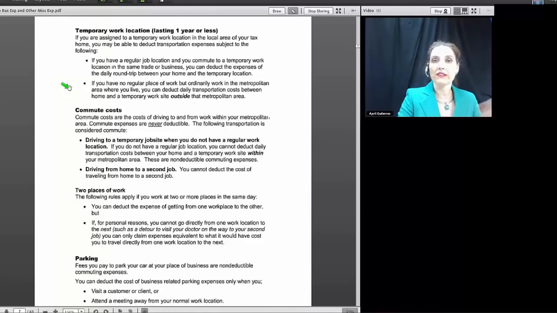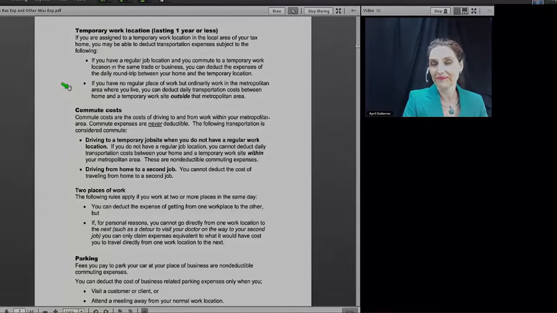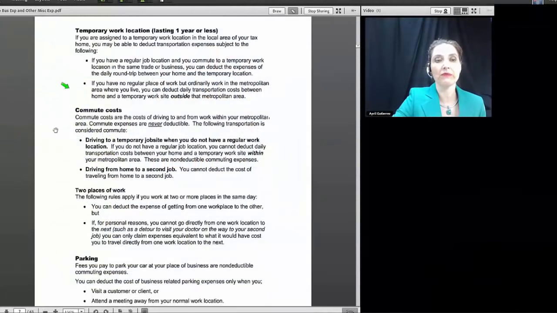So for the period of time he's driving to work sites in the Portland metropolitan area, he gets no mileage deduction at all. But when he takes a job site up in Seattle, as long as it's a temporary site, now he is outside the metropolitan area of Portland. He's driving to a temporary work location somewhere else, and the distance that he's driving is going to be allowed as a deduction. So let's talk now about commute cost.